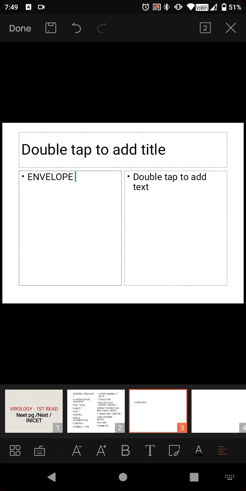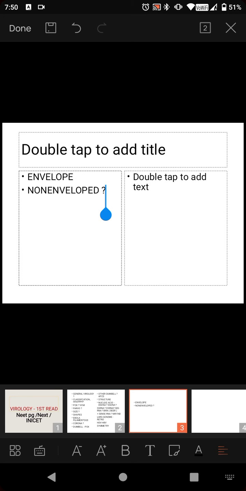Then coming to the enveloped and non-enveloped viruses, what are examples of non-enveloped viruses? That is important here, and it is an important question. Non-enveloped, what are they?